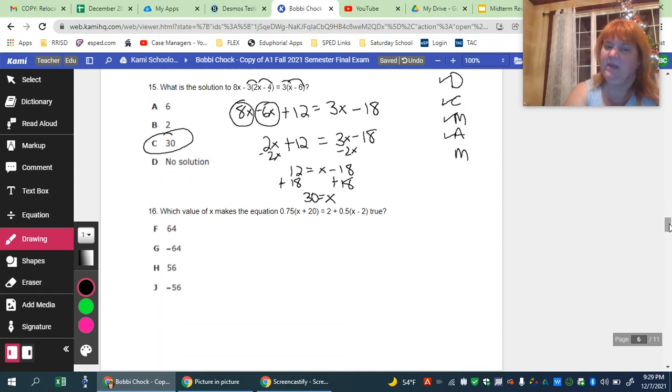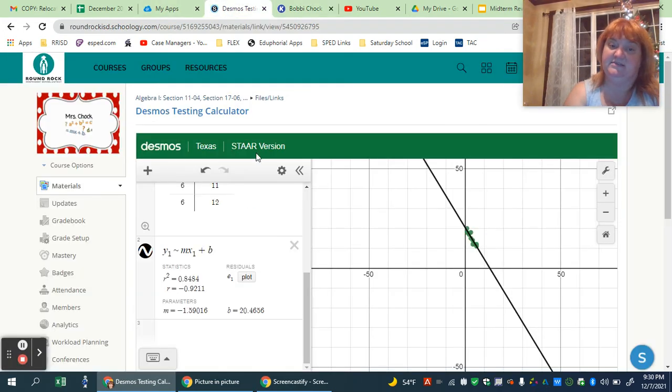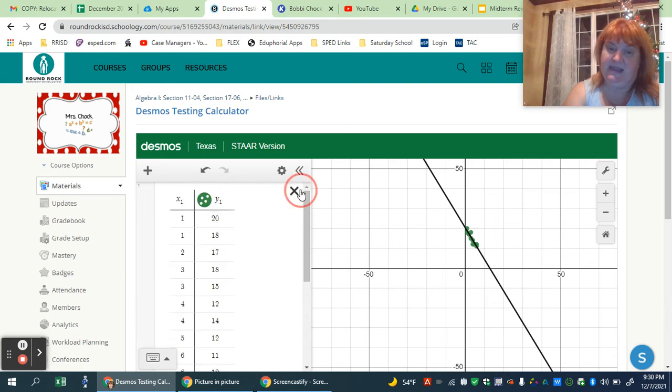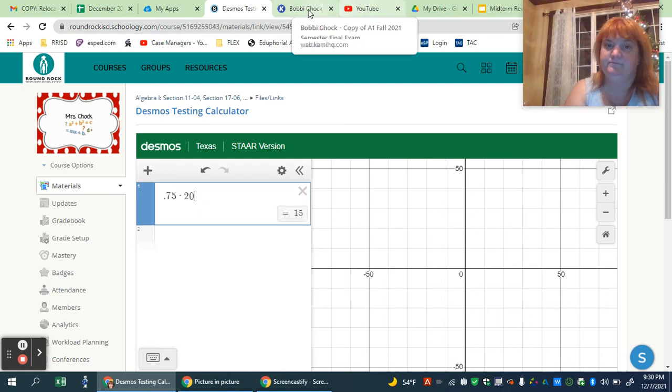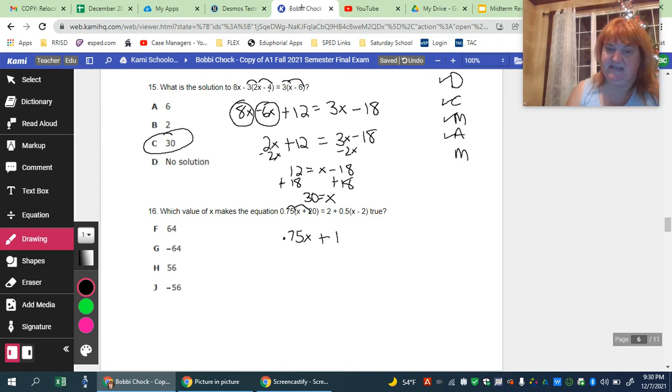Okay. Well, what about this one right here? Well, the same thing, DC MAM. Let's distribute first. 0.75x plus, I don't know what 0.75 times 20 is. So let's come over here to our handy dandy calculator and say 0.75 times 20 is 15. So I get 15 equals 2 plus 0.5x minus, what's 0.5 times 2? Well, that would be 1.